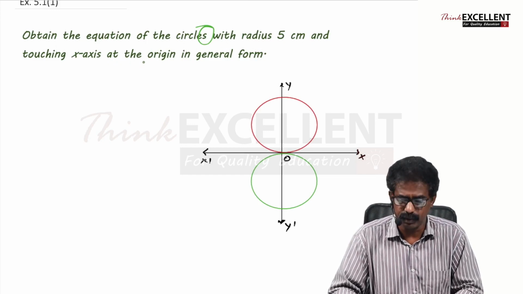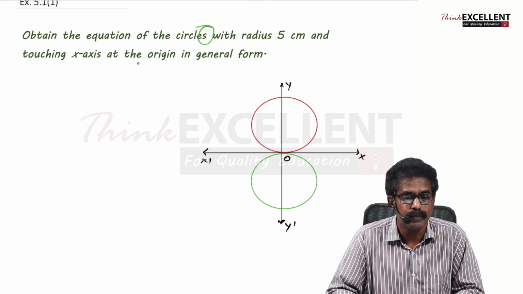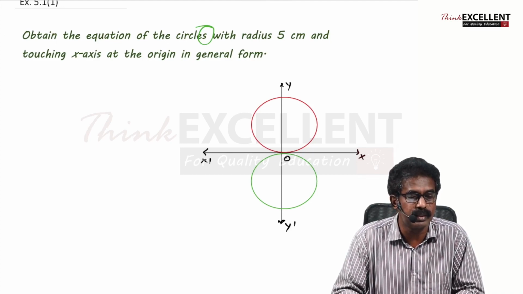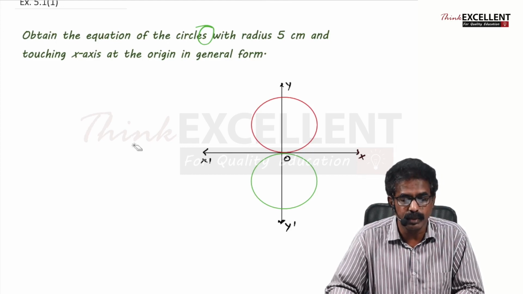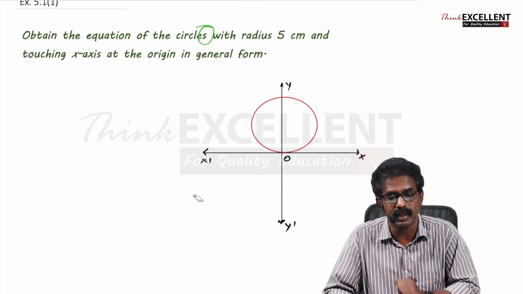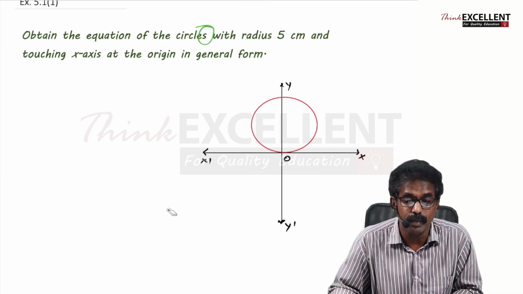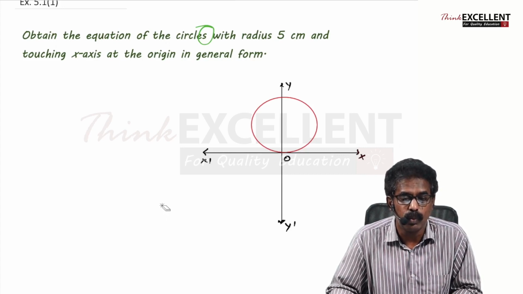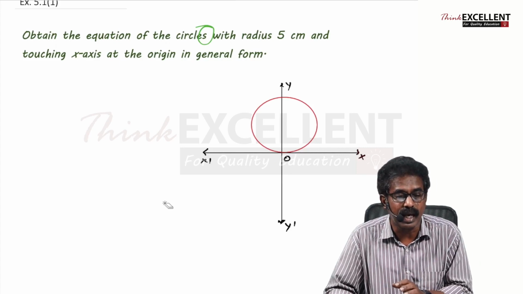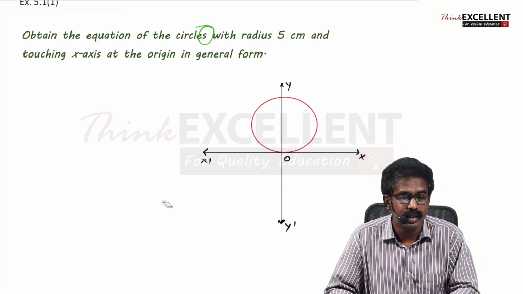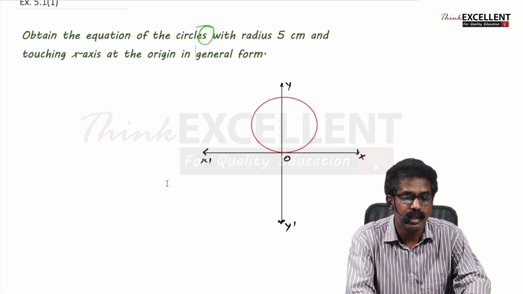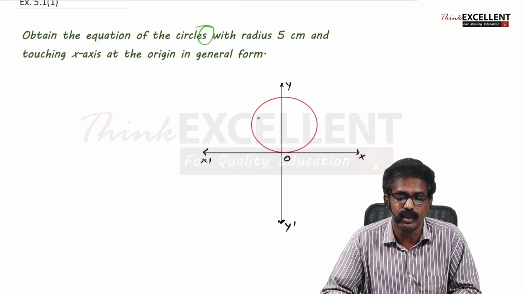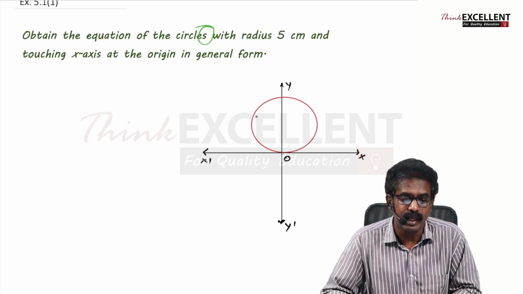Radius 5 centimeter but touching x-axis at the origin. See, x-axis at the origin means, sometimes you make some mistakes. See, we may think like that. This is the only one we may think. Obtain the equation of the circle with radius 5 centimeter and touching x-axis at the origin. So this is one. Touching x-axis at the origin only, right? Radius is 5 units.